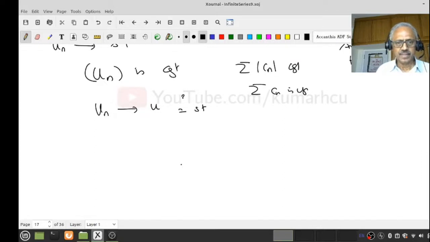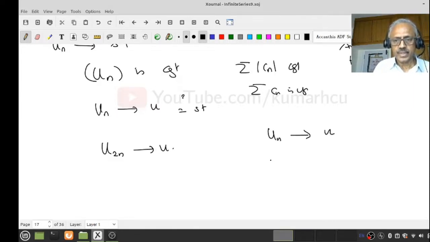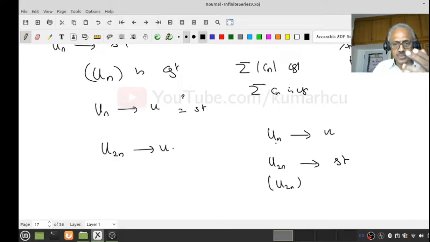Keep that in mind. Since Un converges, look at this subsequence U2n, that will also converge to U. So the trick is, I know Un converges to U, and I prove U2n converges to S times T. Now this U2n is a subsequence of the convergent sequence Un. The subsequence converges to ST, but the original sequence converges to U, therefore what will follow? It will follow U equals ST. Do you understand this?